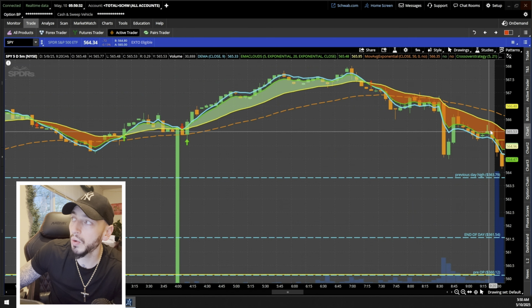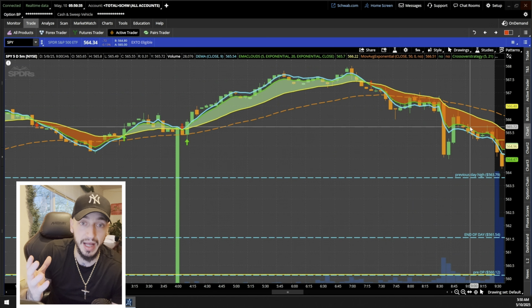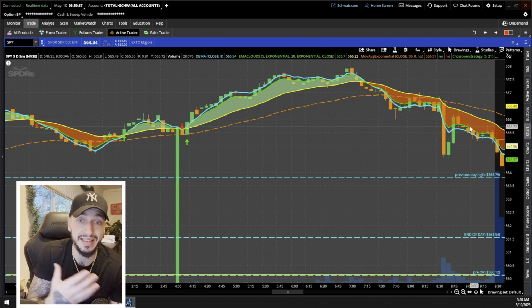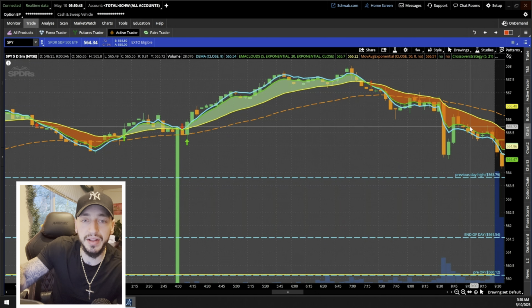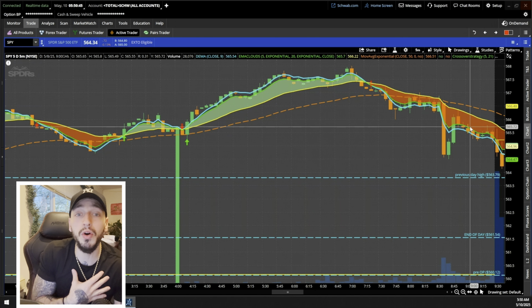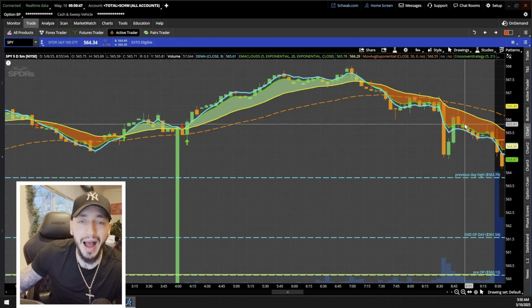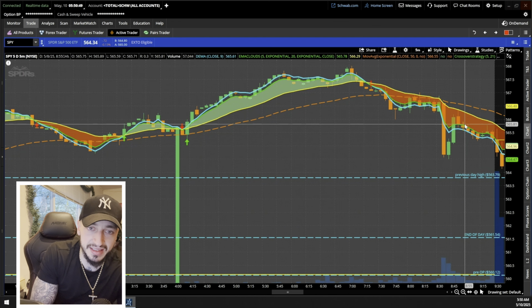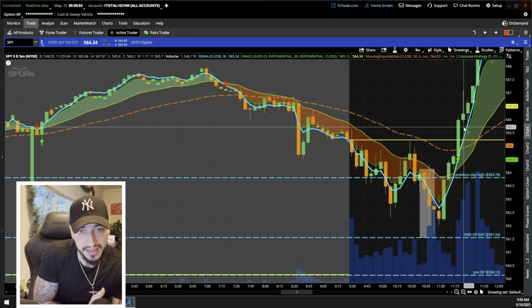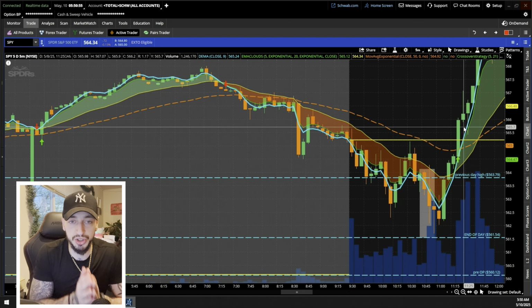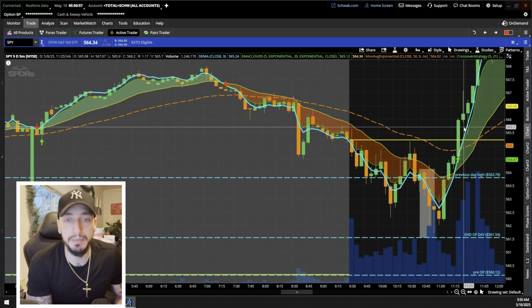Now, we're getting a red EMA cloud. This is what I like to see from a bearish standpoint. This is why I love the EMA cloud so much. The EMA cloud is going to paint the picture for me. If it's red, I'm going to lean towards the selling side. If it's green, I'm going to lean towards the buying side. This keeps me objectively viewing price.